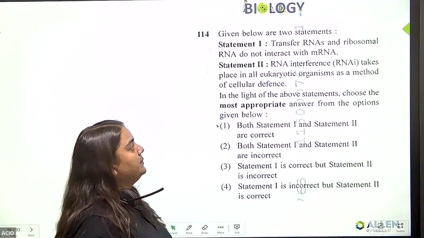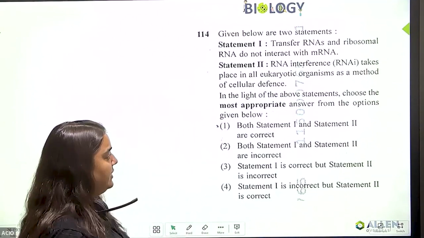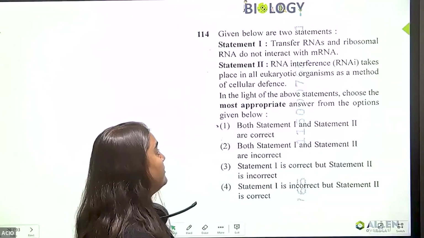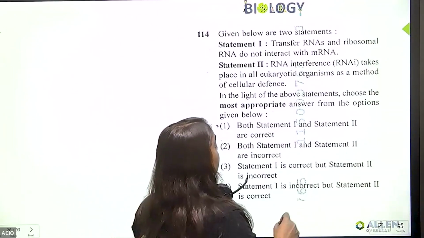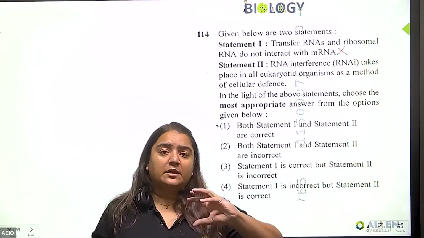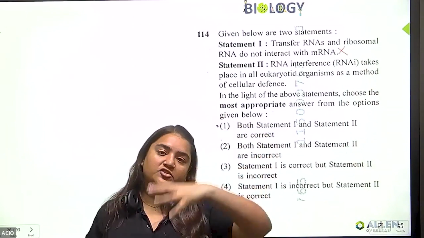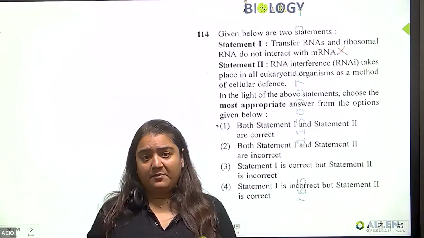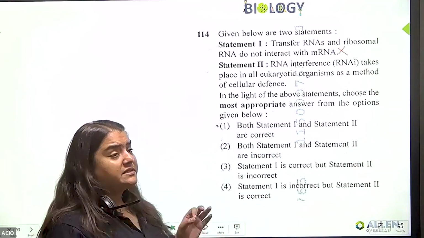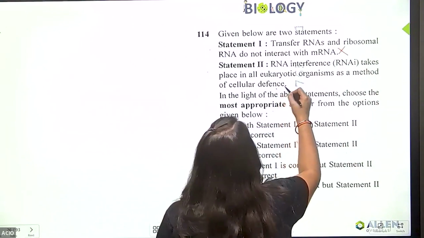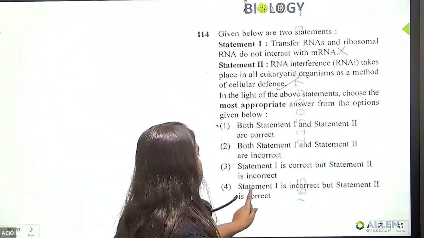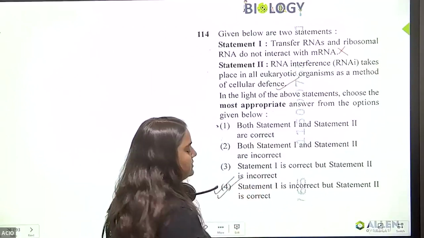Next, 114. Given below again are two statements. Let's read the statements and find out the correct option. Transfer RNA and ribosomal RNA do not interact with mRNA. This is a completely wrong statement. They do interact. In translation, first you have the mRNA, then the smaller subunit, then loaded tRNA with the amino acid, and the larger subunit of the ribosome. So they do interact with the mRNA. RNA interference takes place in all eukaryotic organisms as a method of cellular defense. Perfectly correct statement. So statement one is incorrect, but statement two is correct.